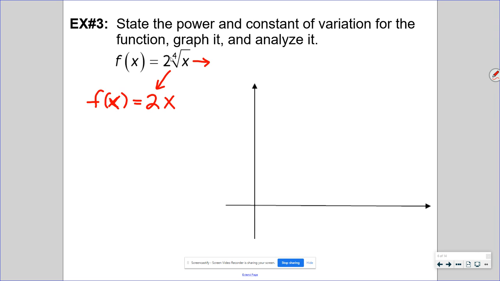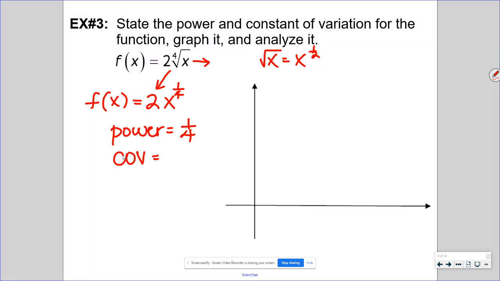as an exponent. So anytime you have a radical, you can rewrite it as an exponent. And in this case, because it's the fourth root, this exponent would be equivalent to 1/4. So like the square root of x is equal to x to the 1/2 power. The fourth root would be x to the 1/4 power. So you've got x to the 1/4 power. Clean this up a little bit. So this expression that I just wrote is equivalent to what we started with. So I'm going to write it this way. That way I can very easily identify my power as 1/4 and the constant of variation as 2.